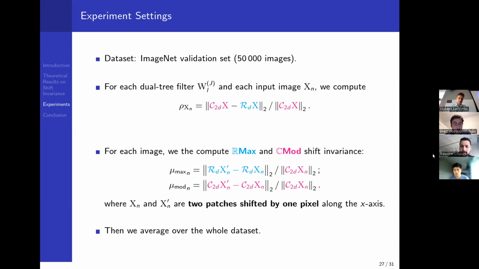Yeah. Just maybe a typo, but I just want to ask, at the mu max n, the divider there, does it have to be C2dxn or should it be RDxn?